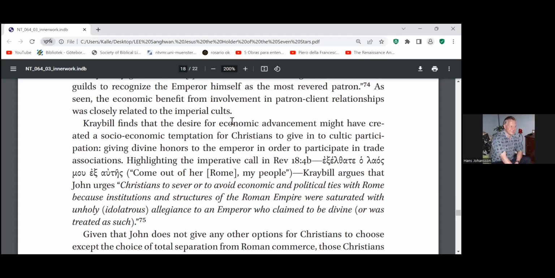As seen, the economic benefit from involvement in patron-client relationships was closely related to the imperial cults.